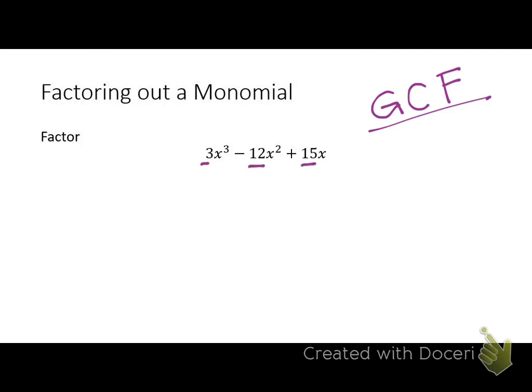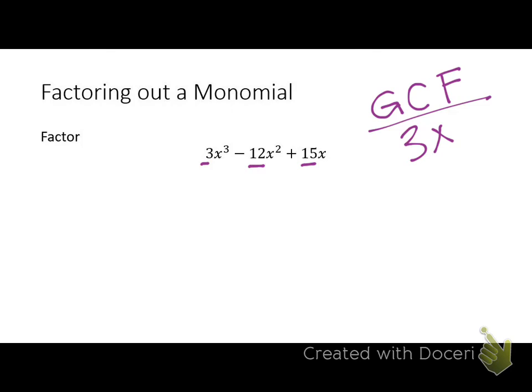So what's the biggest number that they all share factor-wise? Well, 3 goes into 3, and it goes into 12, and it goes into 15. And so there's nothing bigger since I'm using that number 3, because 3's factors are only 3 and 1. And so how many x's do they all share? In this case, it is just 1x, because I will use the smallest number of x's for my GCF.